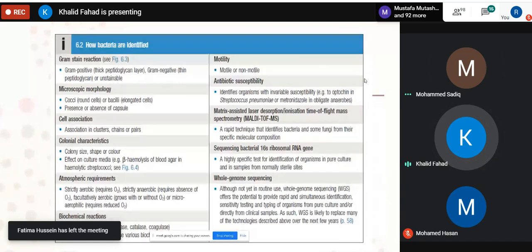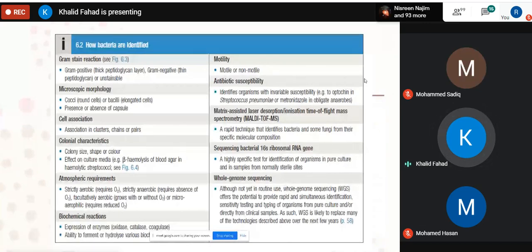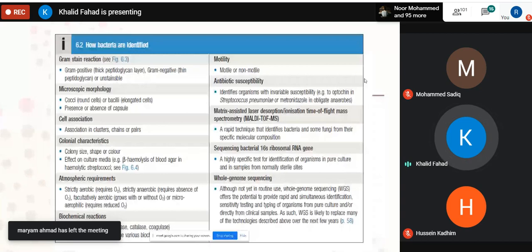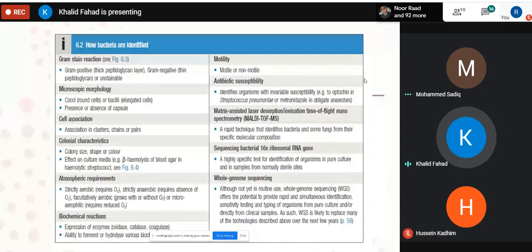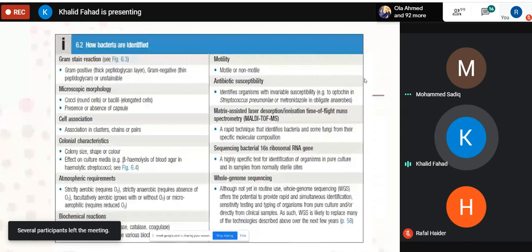or by using microscopy and the morphology of this infectious agent, the bacteria, either cocci or bacilli, or according to the presence or absence of a capsule, or according to the arrangement in association with other cells, either in clusters, for example, Staphylococcus aureus, or pairs, for example, pneumococci, or according to the colonial characteristics, for example, the colony shape or color, or according to the culture media, for example, as you know in bacteriology, the beta hemolysis of blood agar in hemolytic streptococci. So it will cause hemolysis of the blood agar. This is a useful way to classify bacteria according to the hemolytic criteria.